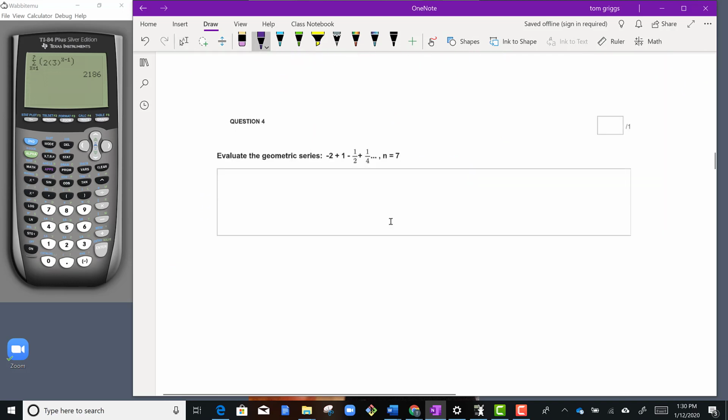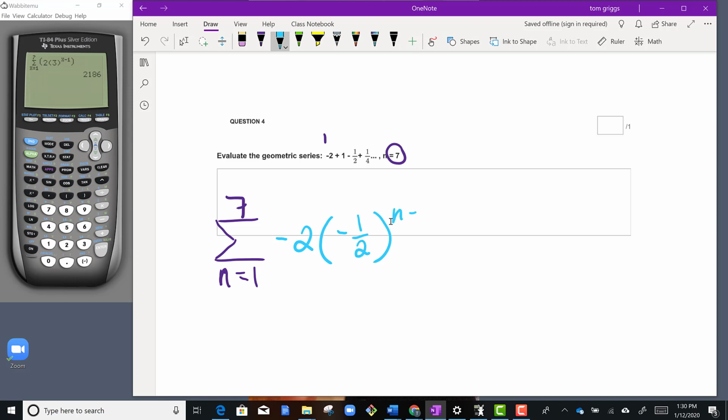So same thing here. We'll do this one quicker. So set up your sigma. So I'm going to go n equals 1 to positive 7 because we're trying to find the sum of the first term all the way to the 7th term. And then my formula is a sub 1, which is negative 2. The common ratio is negative 1/2 raised to the n minus 1 power. And basically you typed in the calculator exactly like we did question 3.